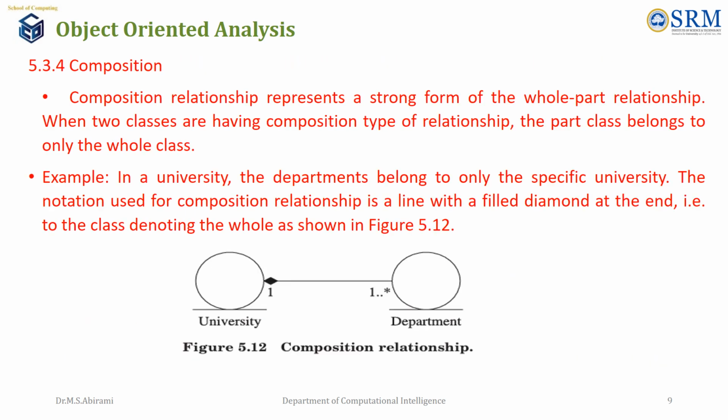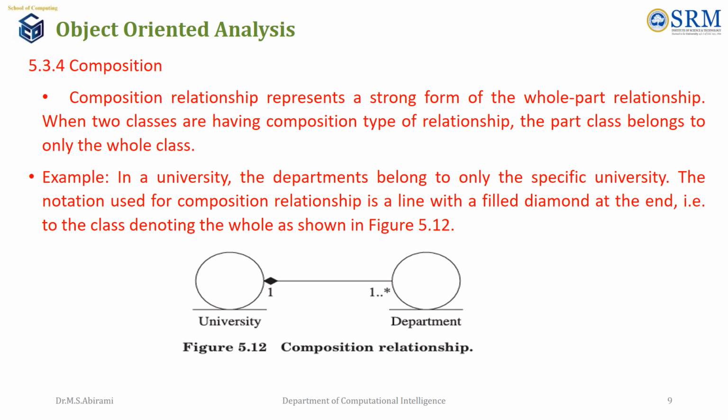The next one is the composition. Composition relationship represents a strong form of the whole-part relationship. When two classes have a composition type of relationship, the part class belongs to only the whole class. Example, in a university, the departments belong to only the specific university. The notation used for composition relationship is a line with a filled diamond at the end, that is, at the class denoting the whole, as shown in figure 5.12.